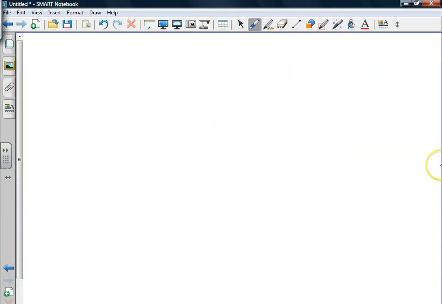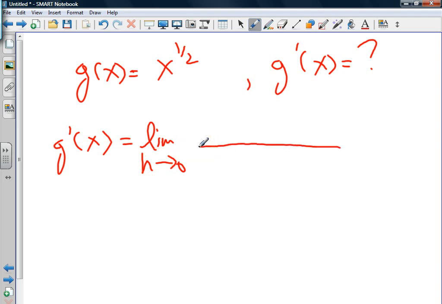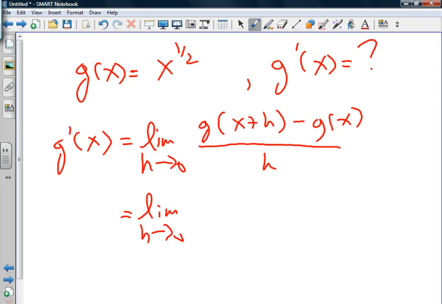Just to be fun, I'm going to go red. I'm going to call it g. Let g of x equal x to the 1/2. Find g prime. What's the definition of the derivative for g prime then? In general, for any g, the limit as h approaches 0 of, what's in the numerator? G of x plus h minus g of x all over h. Now let's do it for this g. The limit as h goes to 0 of rad, I'm going to write it in radical terms, x plus h minus rad x all over h.